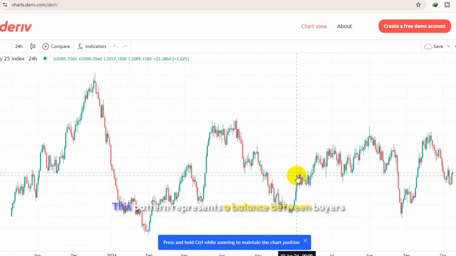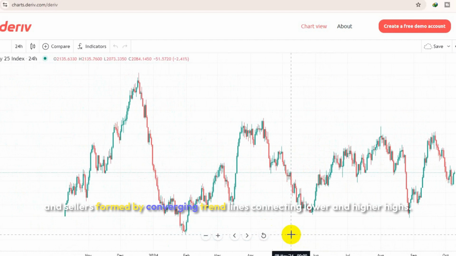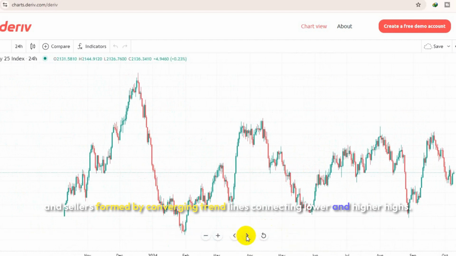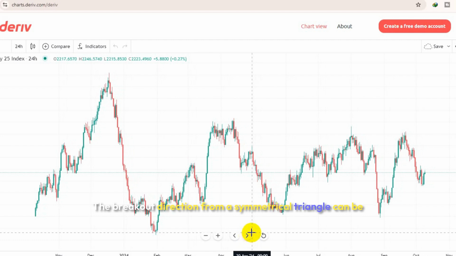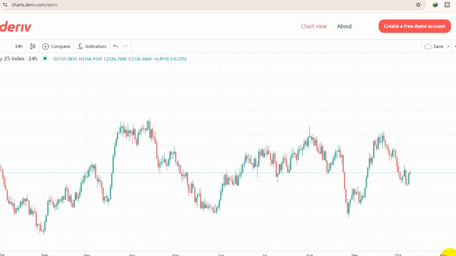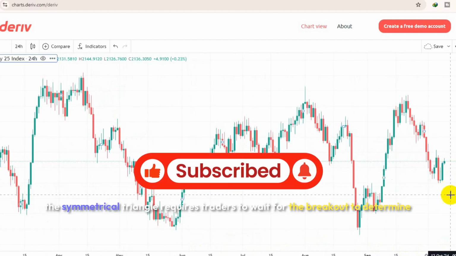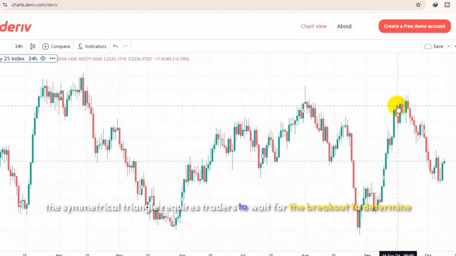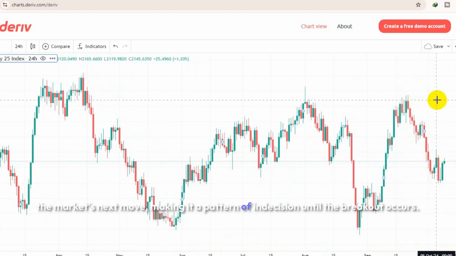This pattern represents a balance between buyers and sellers, formed by converging trend lines connecting lower and higher highs. The breakout direction from a symmetrical triangle can be either upward or downward, depending on which side of the triangle is breached. Unlike the bear pennant, which suggests continuing the prior trend, the symmetrical triangle requires traders to wait for the breakout to determine the market's next move, making it a pattern of indecision until the breakout occurs.